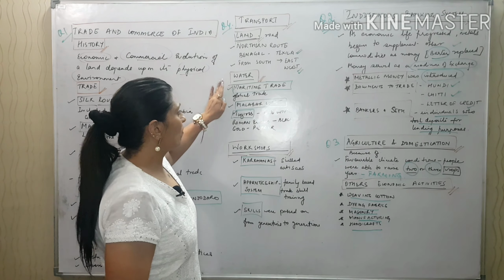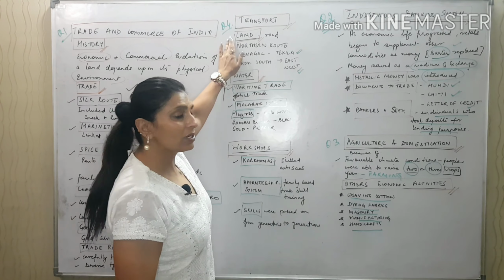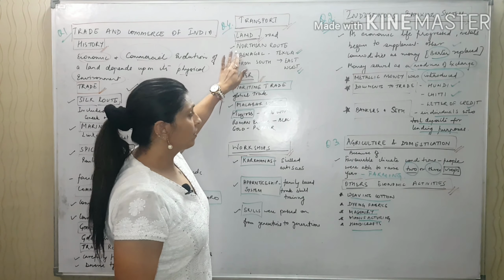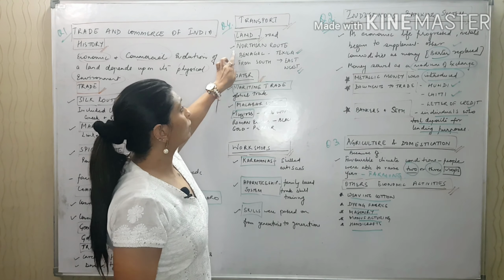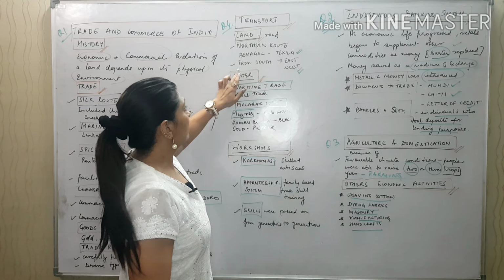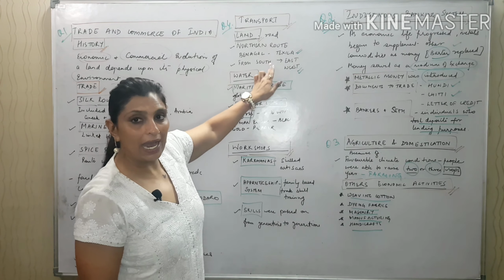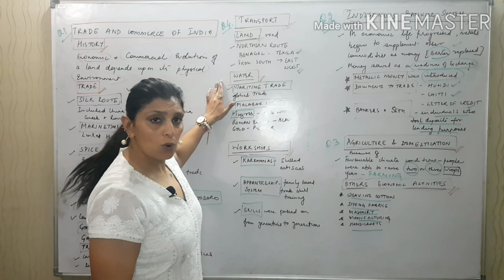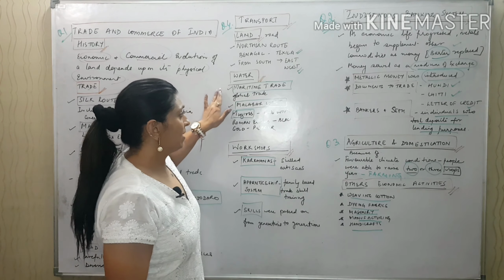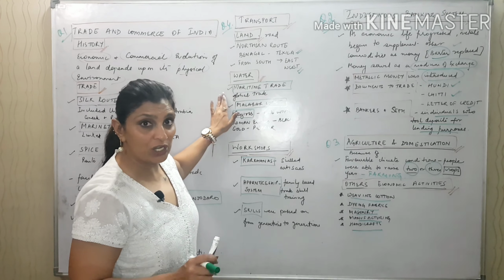So there was land and water transport. When you talk about land, that is through road. There was a northern route. The northern route was from Bengal to Taxila. Then from south, from south to east-west was also a land route. Then we have the water route. The water route was maritime trade, that was a global trade route.